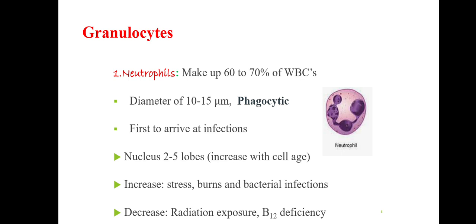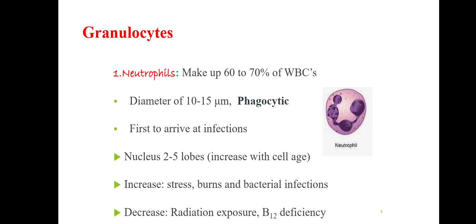The neutrophil is a granulocyte and it has stains. What is unique about the neutrophil is that they have the largest number among white blood cells in the body. They account for about 60 to 70% of the total white blood cells. These are the most important MCQ questions in physiology. The diameter of these neutrophils is about 10 to 15 micrometers.